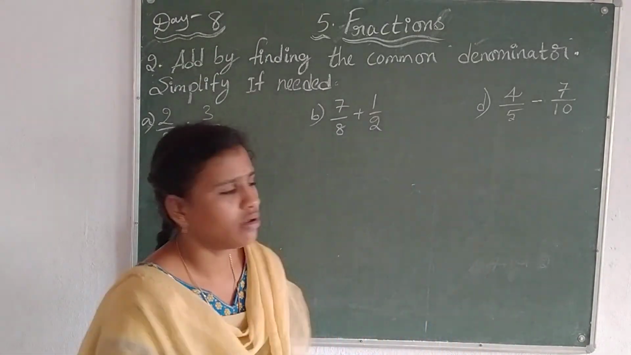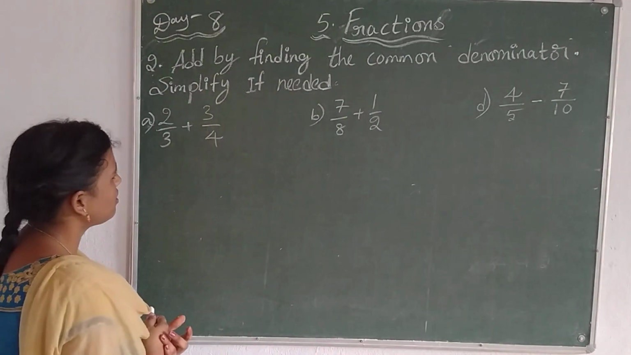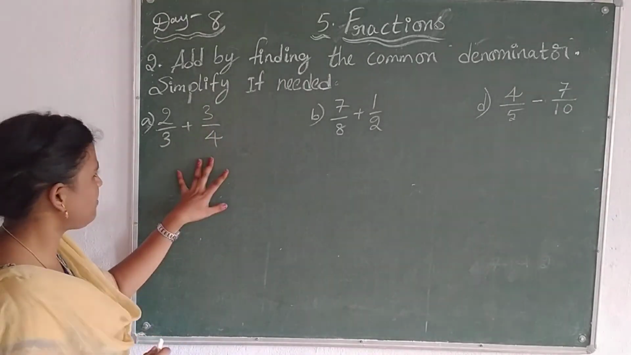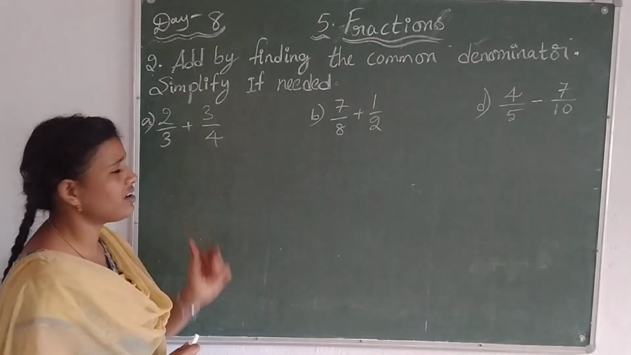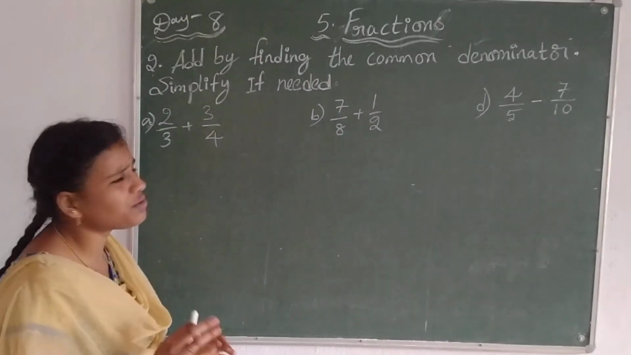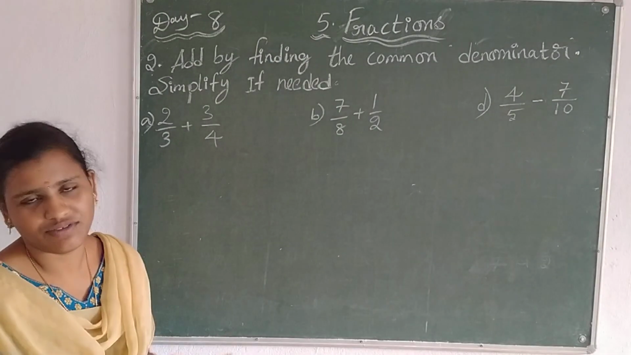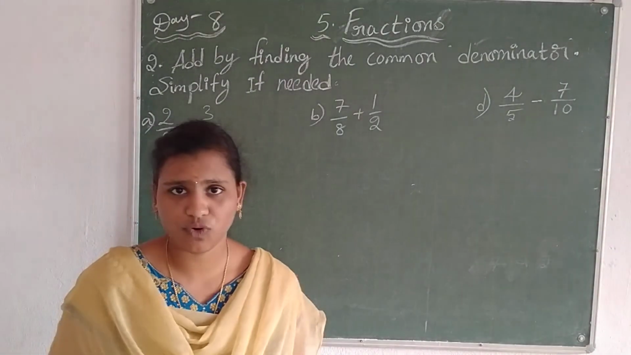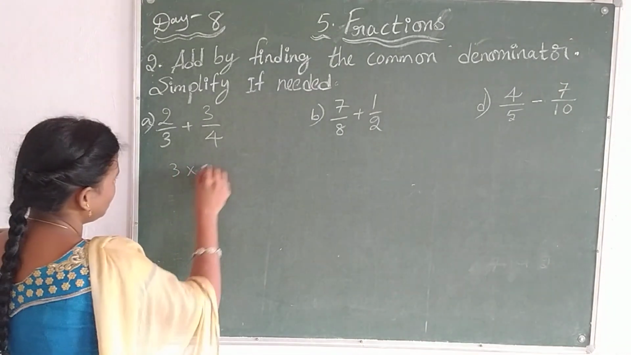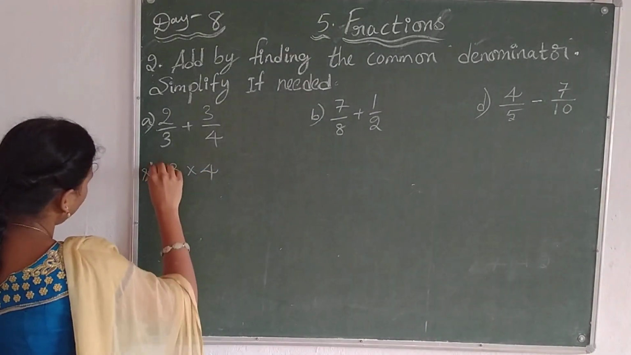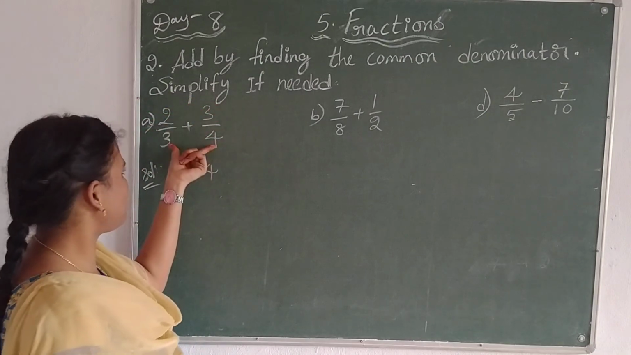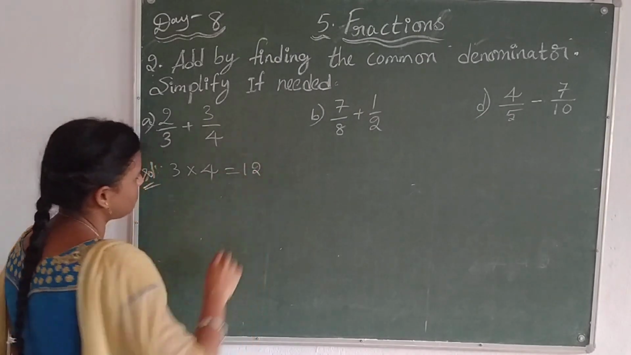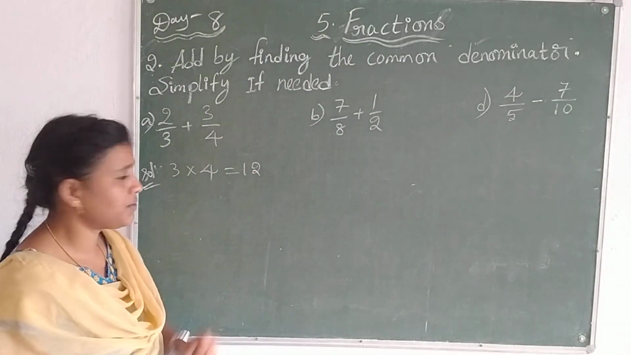No. So take this sum first, 2 by 3 and 3 by 4, and see the denominators first. Here it is 3, here it is 4. So how to do this step? Take 3 and 4. First, you should multiply these two denominators. 3 fours are 12.